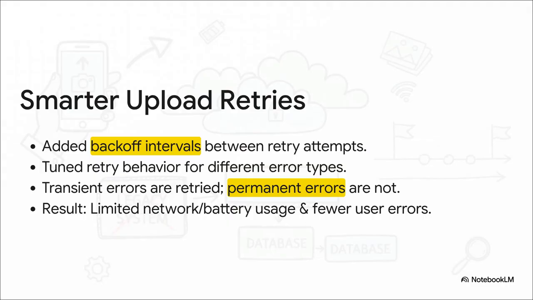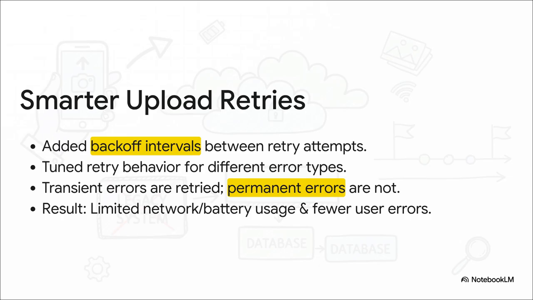The old system was kind of dumb about this. If an upload failed, it would just hammer away, retrying over and over, killing your battery and wasting your data. The new system is way smarter. It uses what's called exponential backoff, basically waiting a little bit longer between each retry. And it's smart about why it failed.